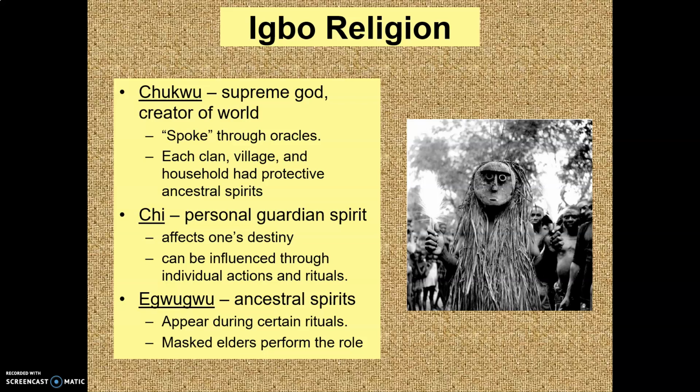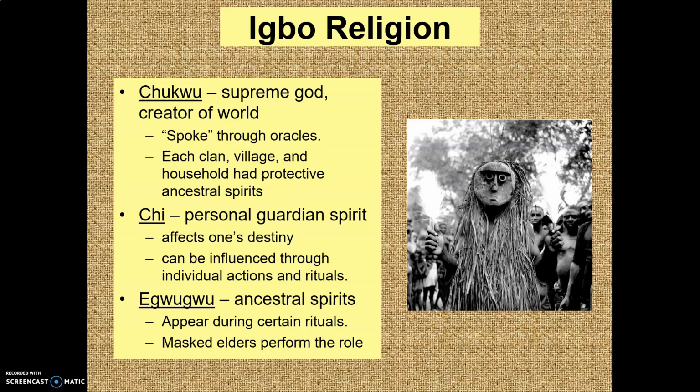These ancestral spirits were known as the egwugwu, and they would appear at certain ceremonies and rituals. And actually, the egwugwu that would show up at these ceremonies were the elders that were masked and performing as the ancestral spirits. And the idea was when they put on this mask, as you see in the picture here, it was like the ancestral spirit took over their bodies and they were no longer themselves, but instead they were a part of something bigger, something larger and more important.